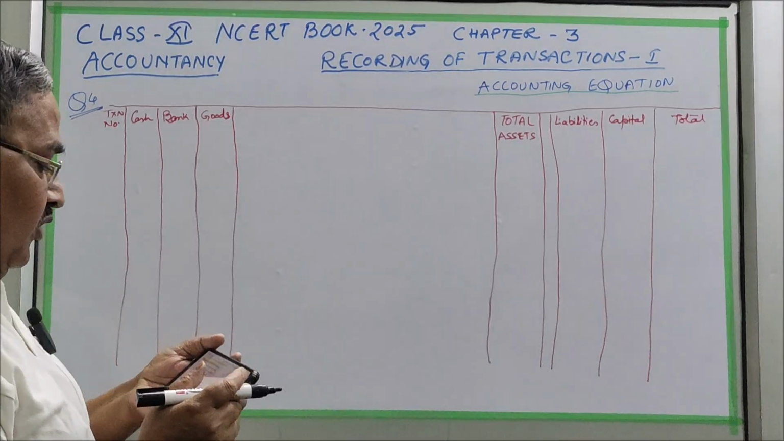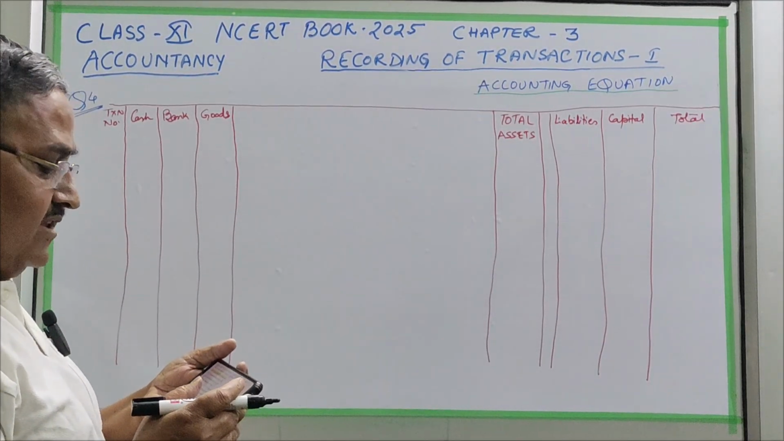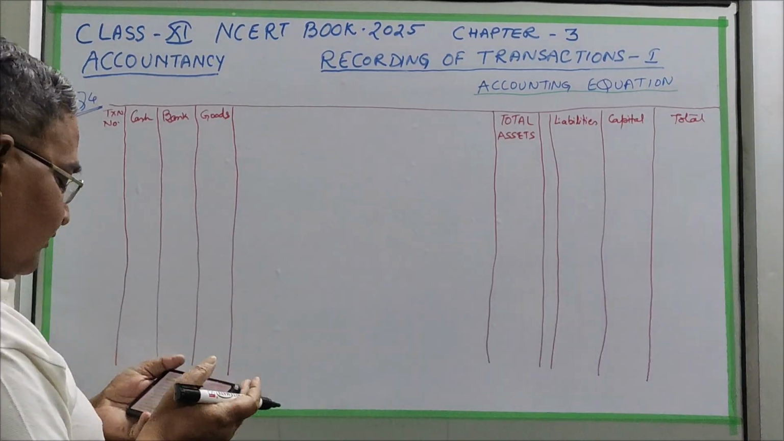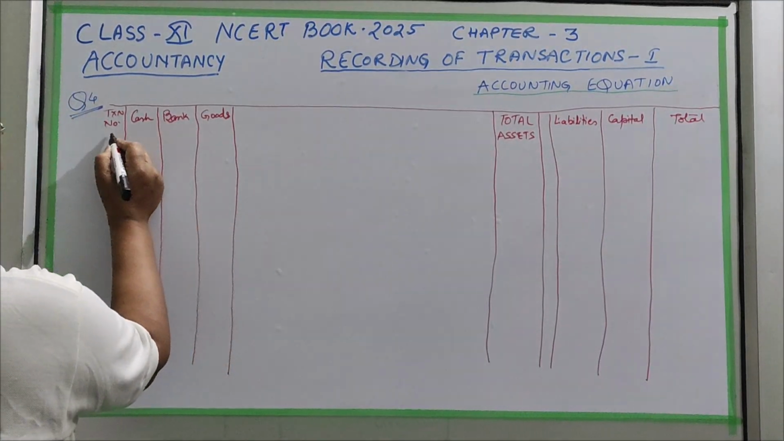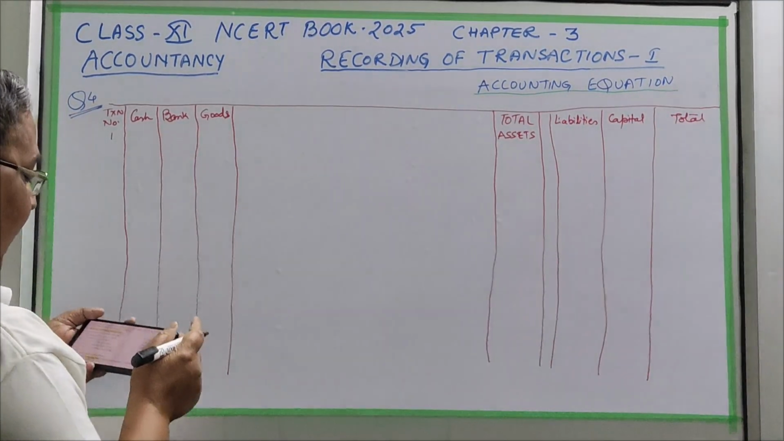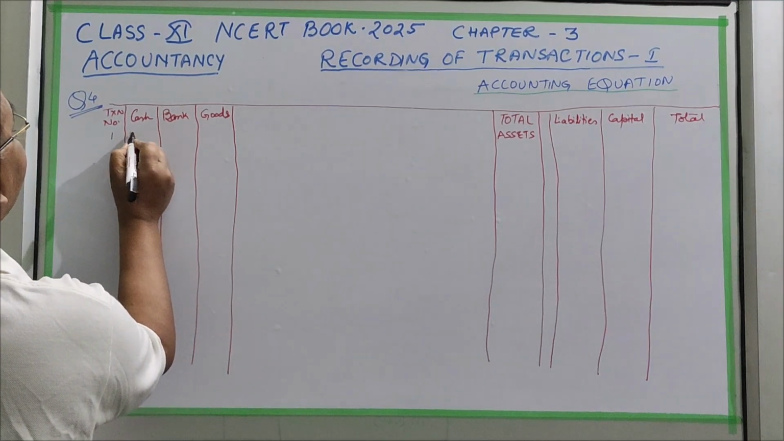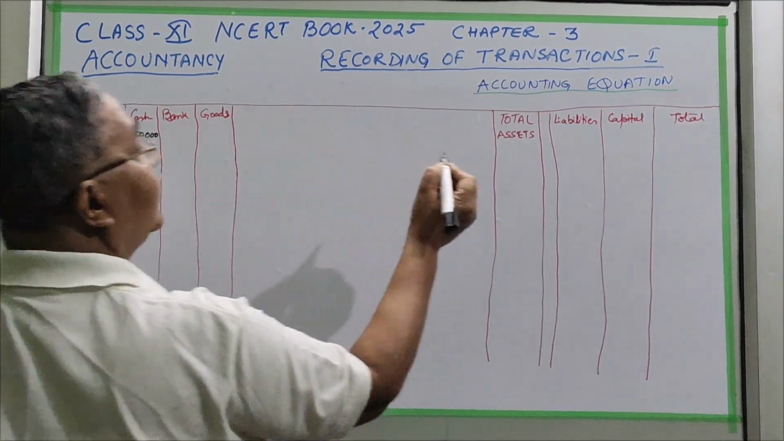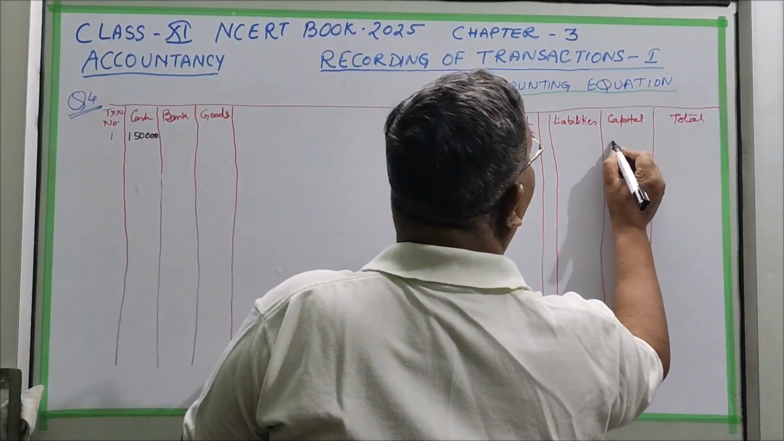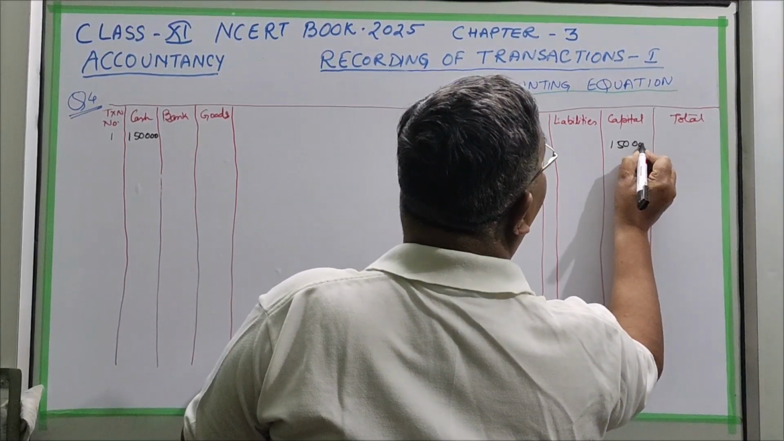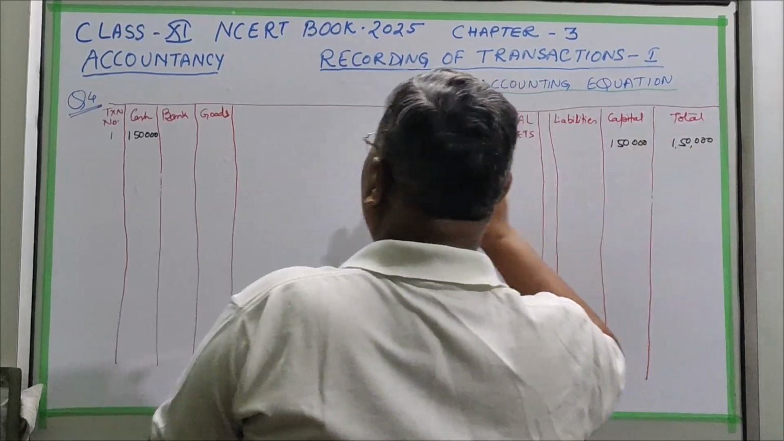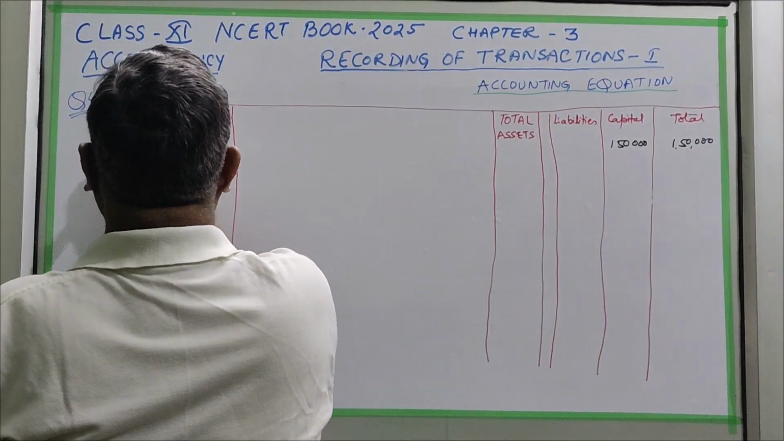So question number 4. Commenced business with cash. In this, he started business with cash. It means cash has come. Cash of 1,50,000 will come, and here also capital 1,50,000 will come. And your first entry is over.